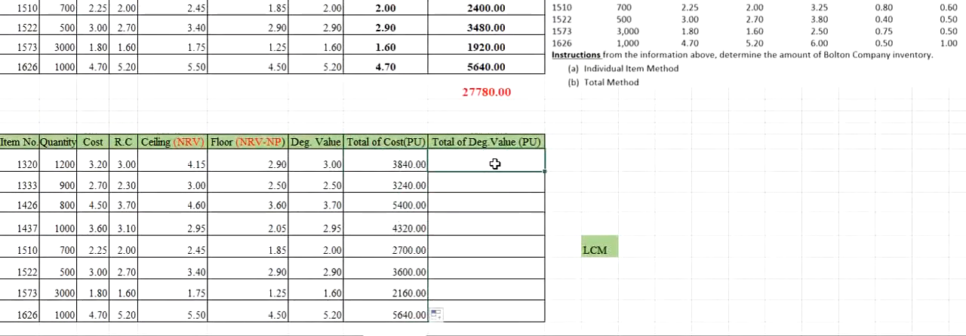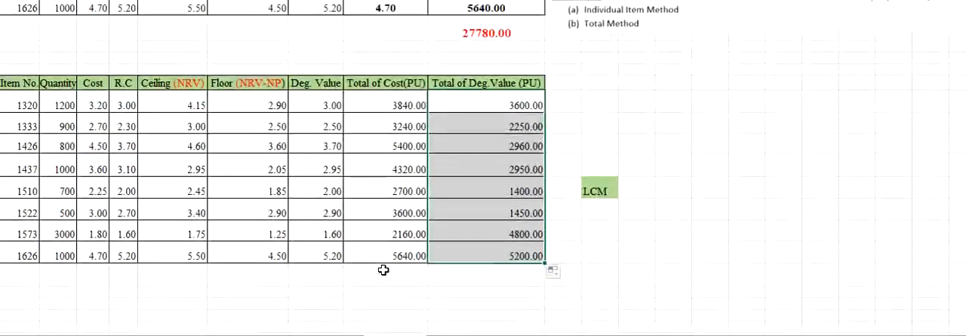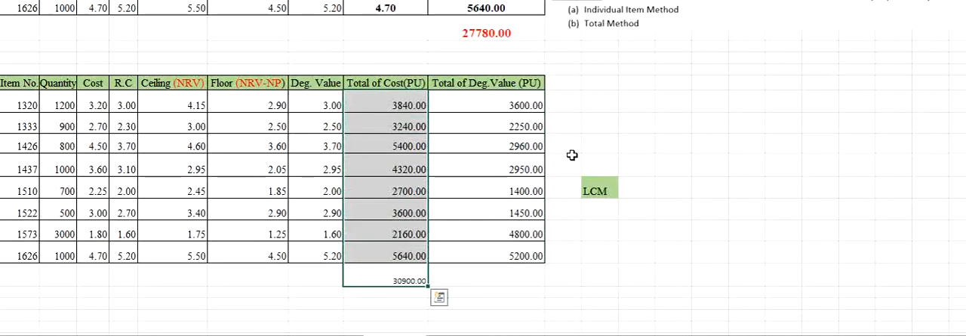Likewise, let's go for the total of the designated value, which means I will multiply the quantity, this time not with the cost, but with the designated value, the blue and the red. And we will get 3,600 this time. Likewise I will multiply each item's quantity with its values, and that's how these two columns would be created. Then at the end of the day, I will find the total of the cost column and the total of the designated value column also. So these are the two major values.